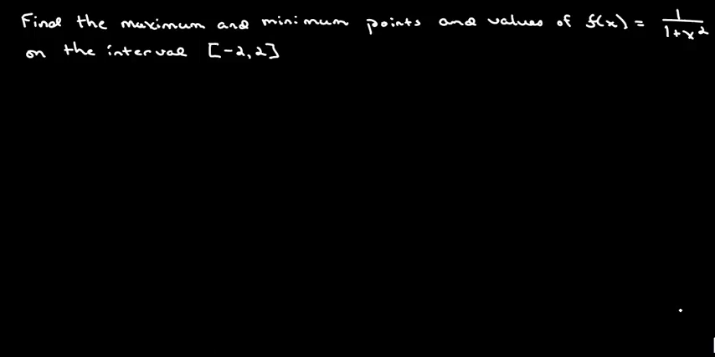We want to find the maximum and minimum points and values of f of x, which is given by 1 over the quantity 1 plus x squared on the closed interval negative 2 to 2. So let's just take a look at the graph of this first so that we can see what we're trying to work with. Okay, so let me go ahead and draw that out.